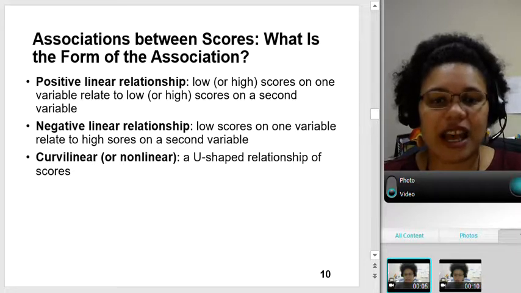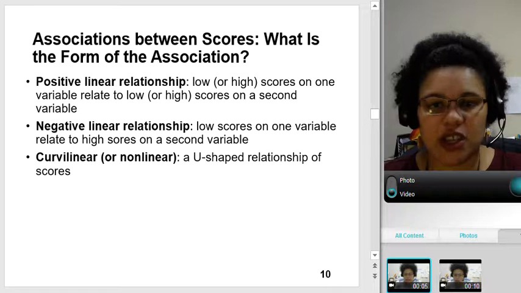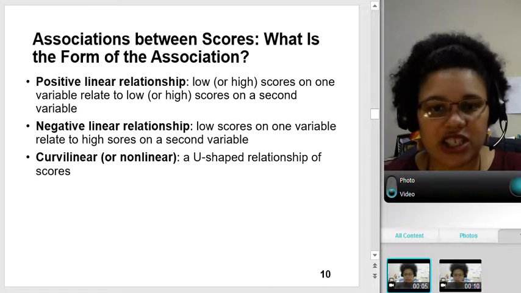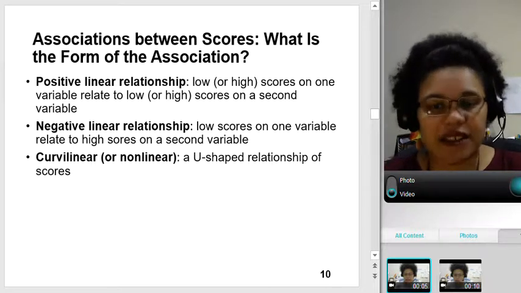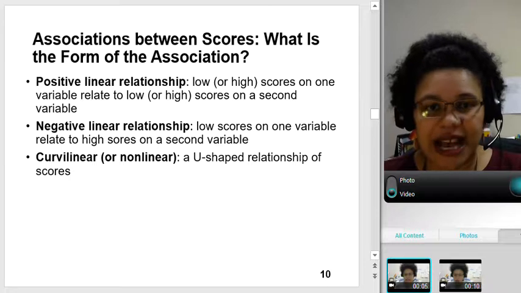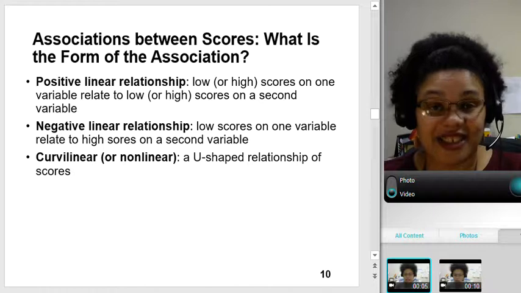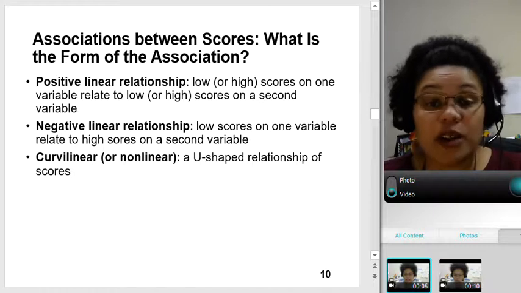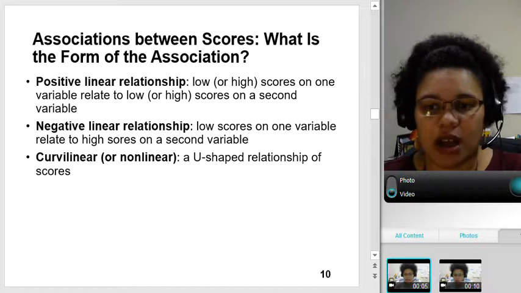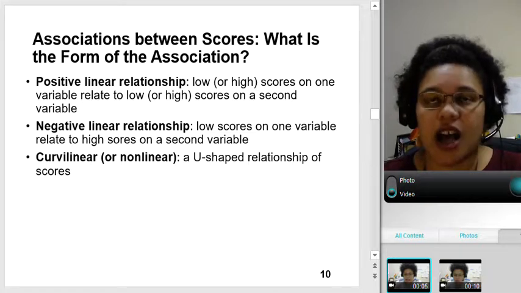Okay, so there's another possibility. There could be a positive linear relationship, a negative linear relationship, right? The positive is calories and weight. The negative is exercise and weight. Or there could be a curvilinear relationship. That's like a U-shaped relationship between two things.